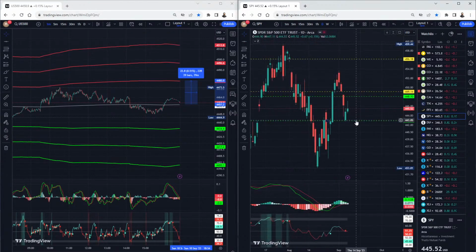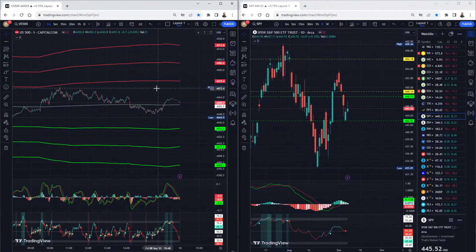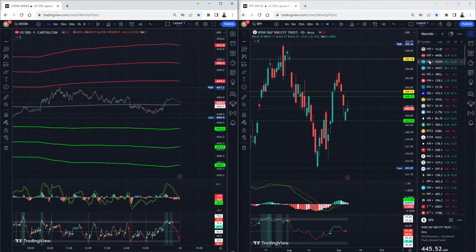So if it comes here, look to buy. If it comes here, look to sell. All right, I don't think it's going to go above that because this small short-term indicator won't let it go above that. So you know how to use this indicator now.